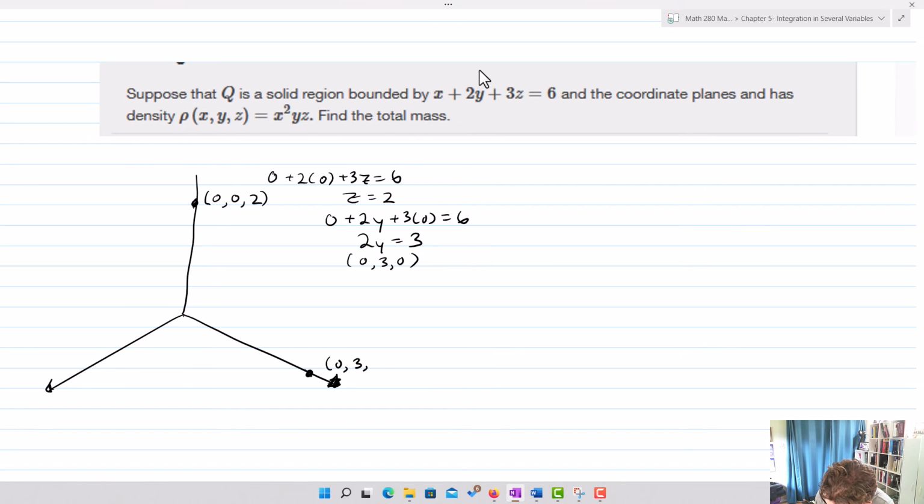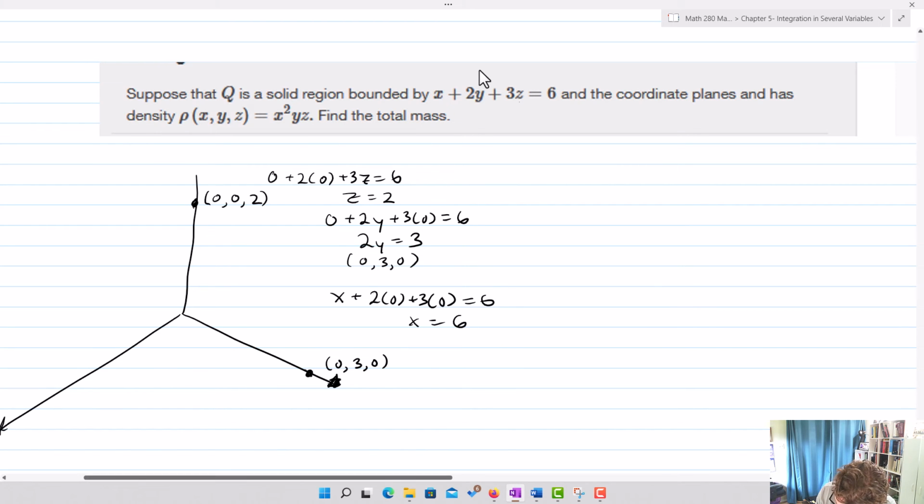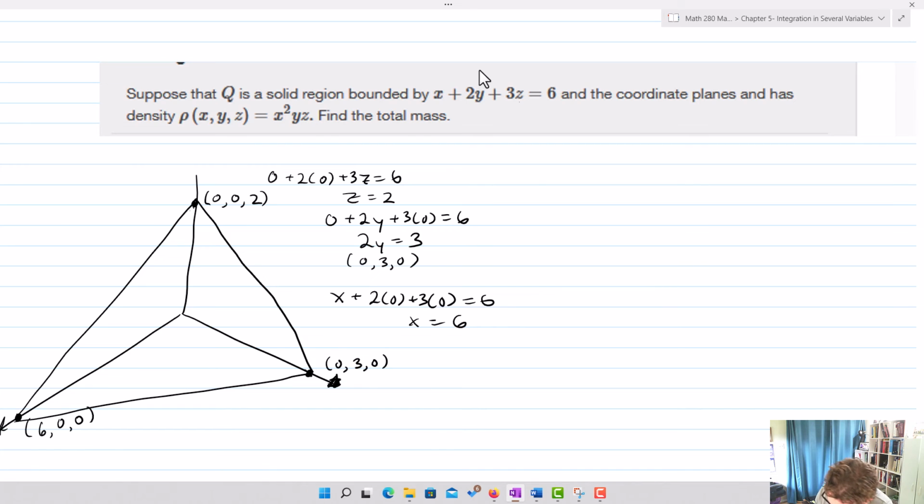And then finally, if we let y and z equal 0, we get x plus 2 times 0 plus 3 times 0 equals 6, and so consequently x equals 6. So a little bit longer over here, we'll make it out there, and that's going to end up being 6, 0, 0. Connect the dots, and what we get is our triangular region.